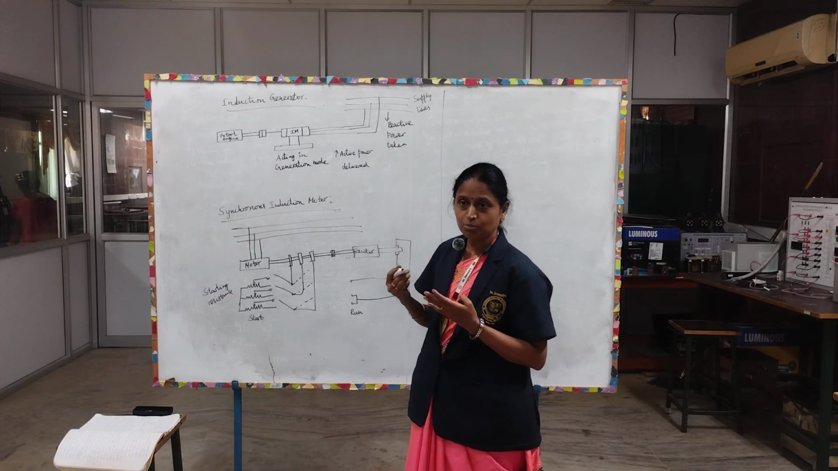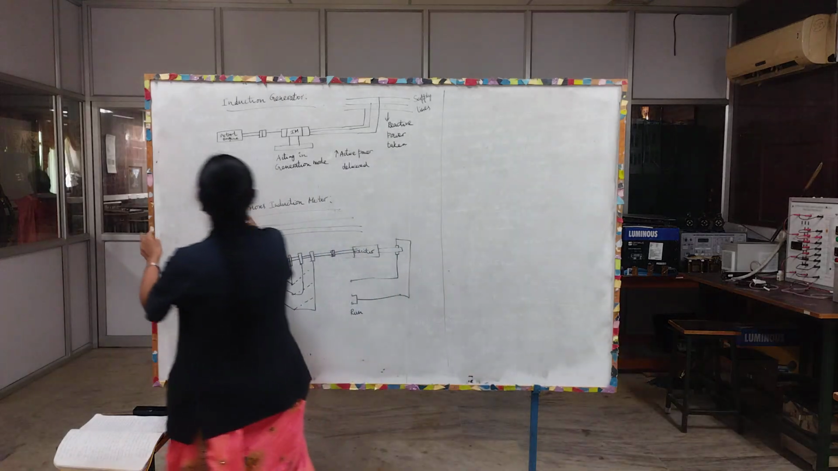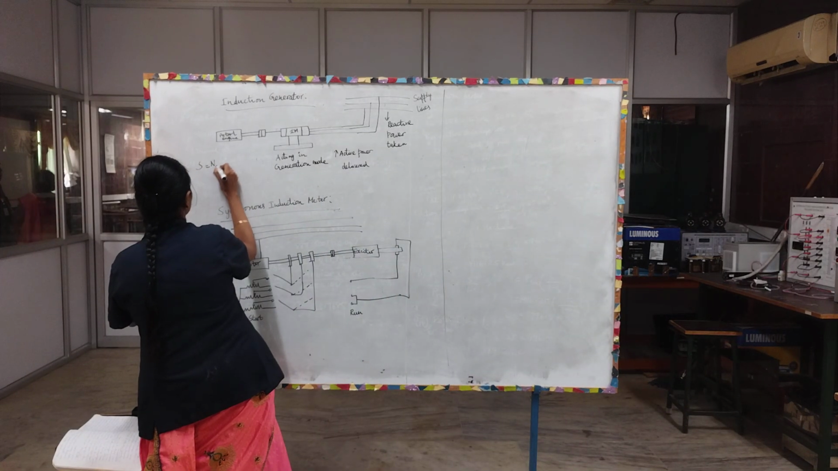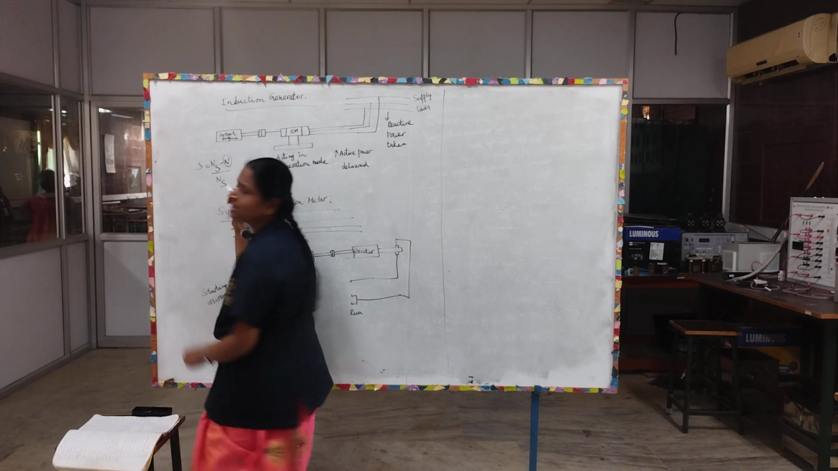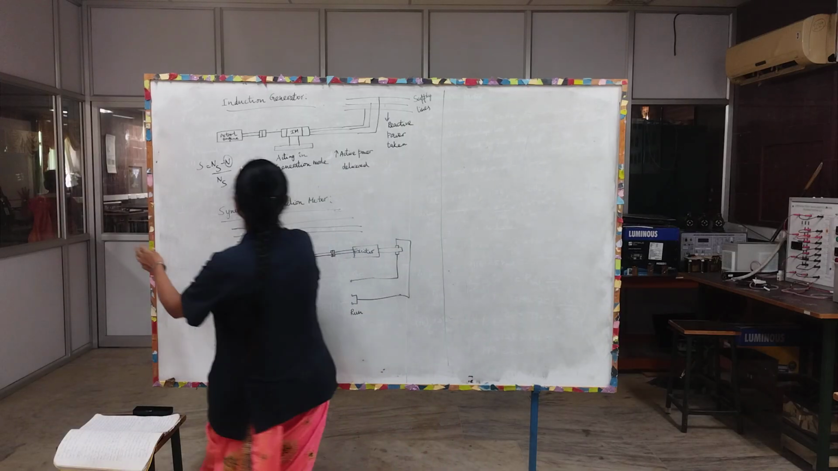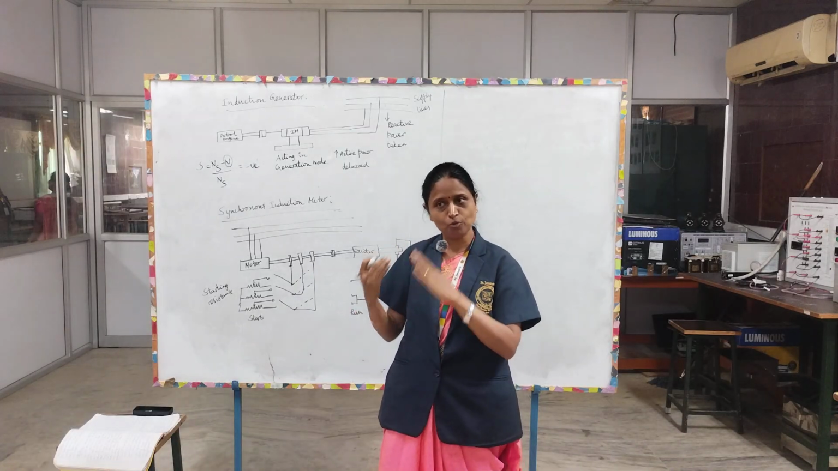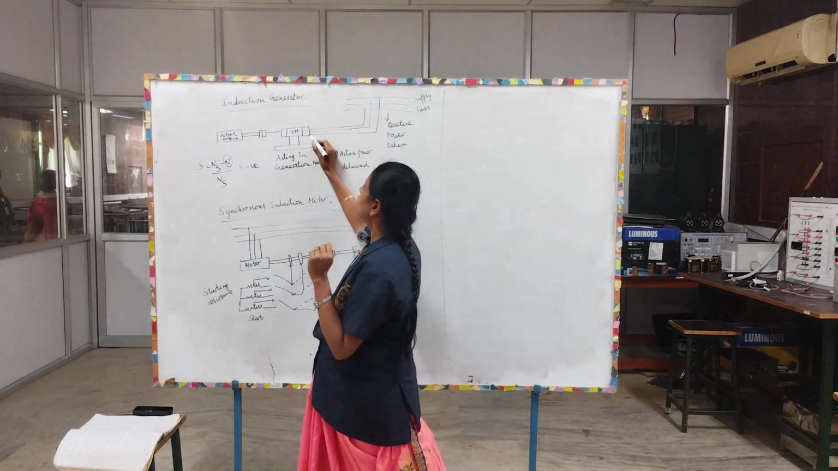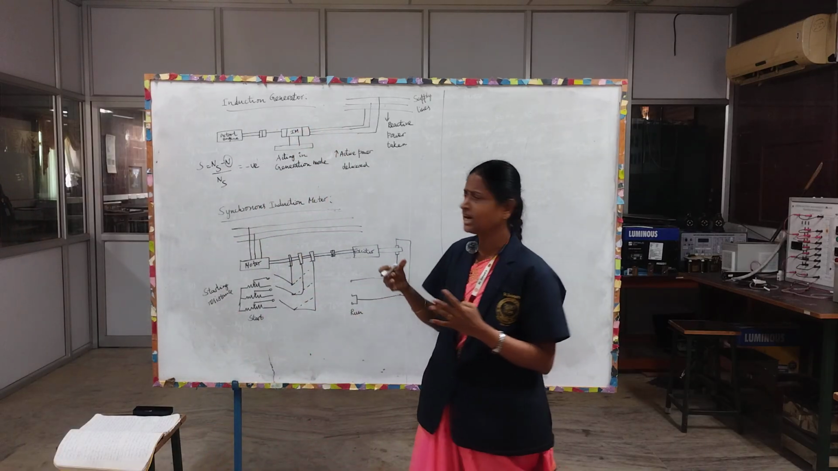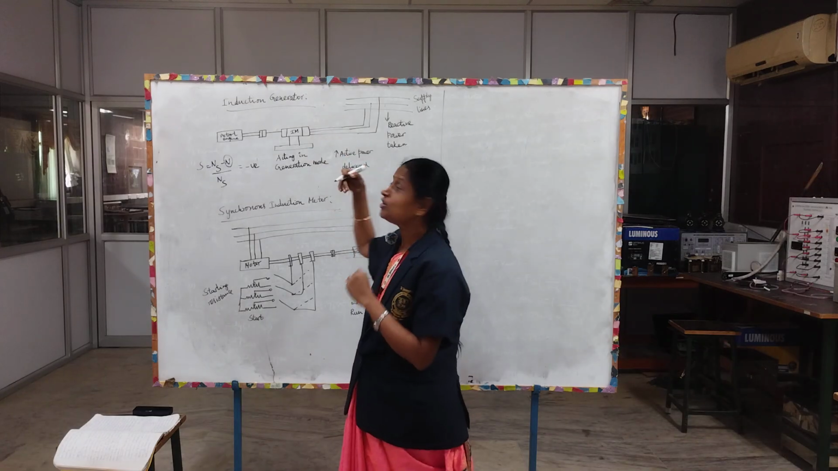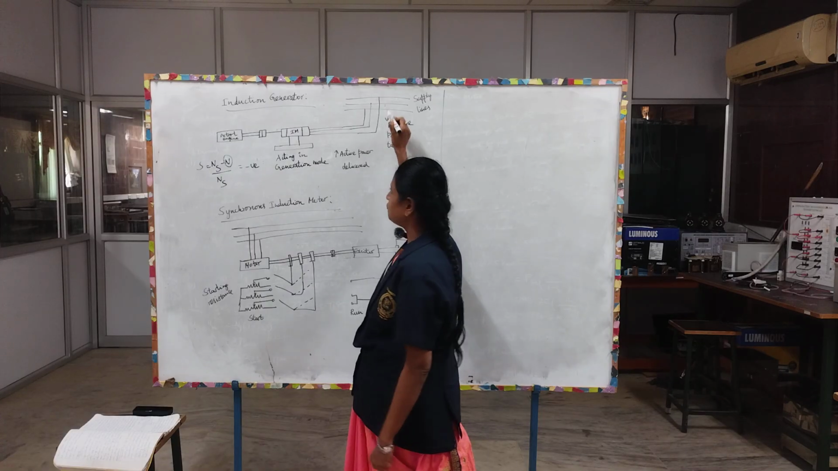In case of generating mode, the speed of the rotor will be greater than synchronous speed. So we normally know what slip is: it is (ns minus n) by ns. In this case, if the speed of the rotor is greater than synchronous speed, automatically the slip will be negative. The negative slip indicates that power flows from the rotor side to the supply lines. So here the induction motor acts as an induction generator, so it will supply power to the lines. Here the reactive power will be taken from the supply lines.